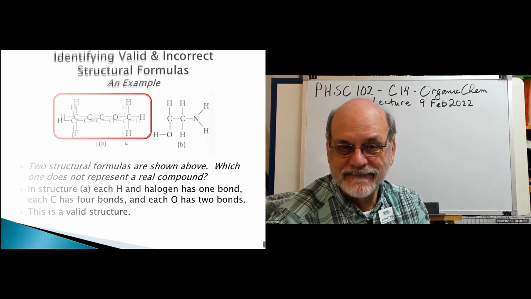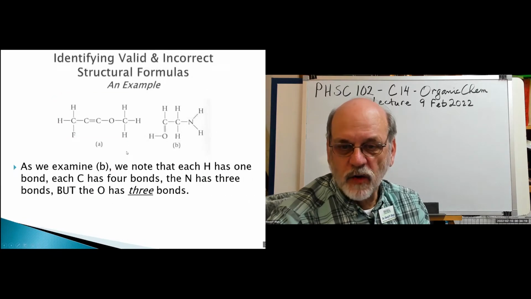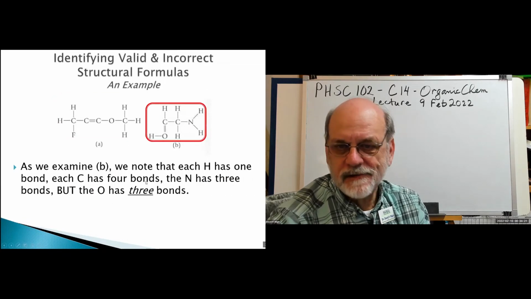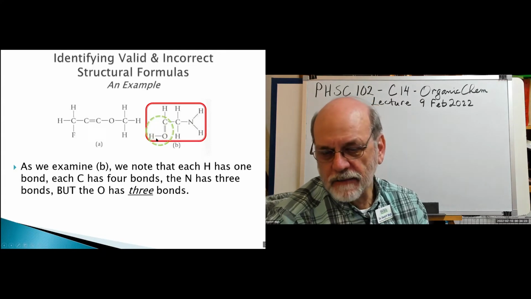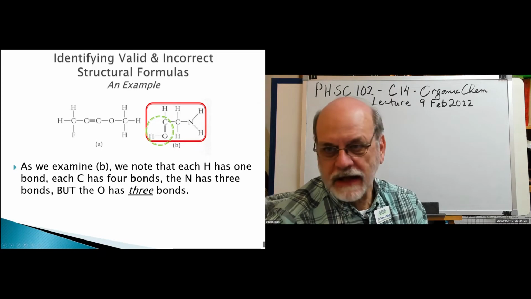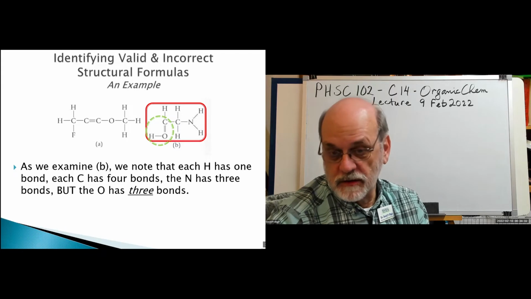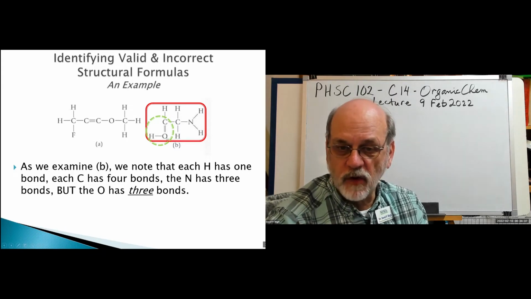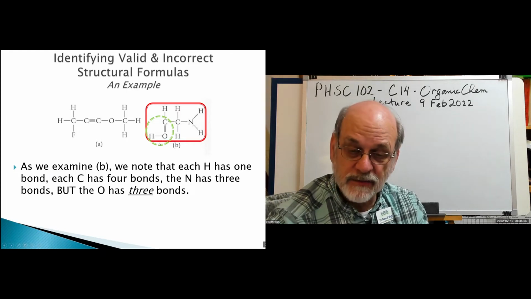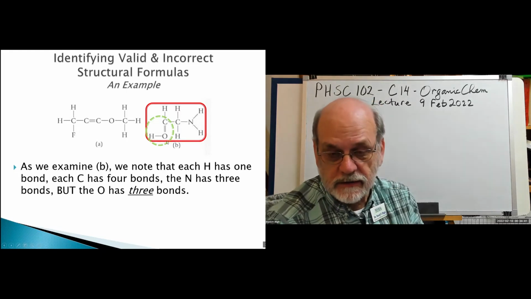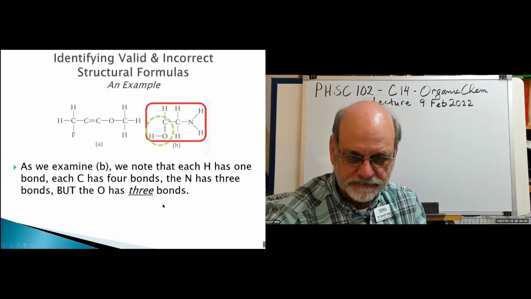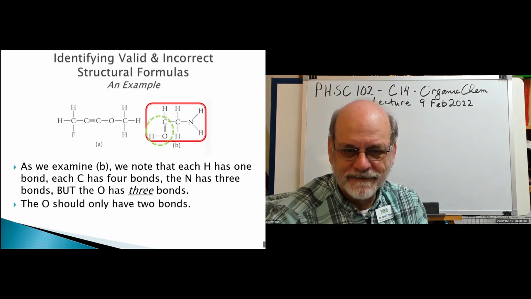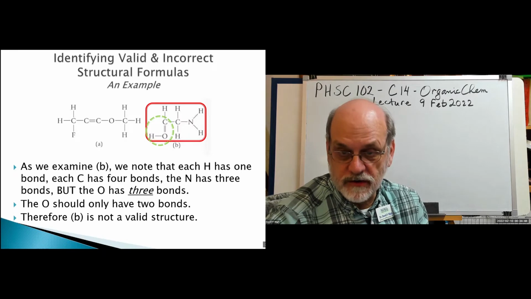Okay. So what's wrong with the other one? Well, let's see. This hydrogen has 1. That's good. Oxygen's got 3. Can't do it. It won't work. So that nitrogen has 3. This carbon has 4. That carbon has 4. We're focused on the oxygen because it can only have 2 bonds. All right. So that's not a valid structure.